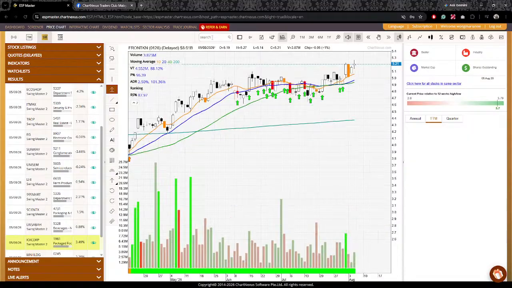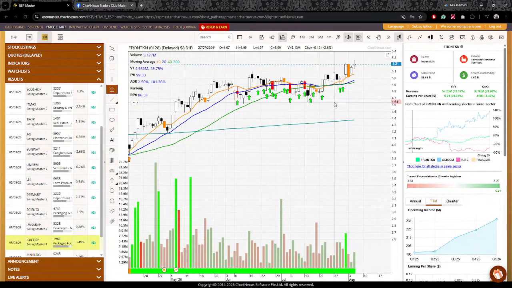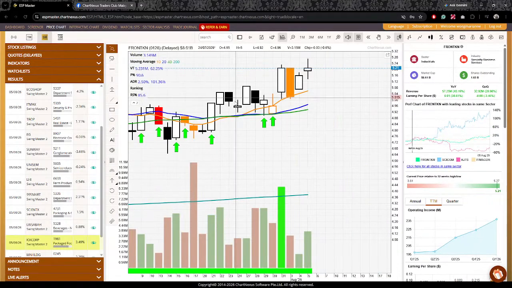Franken, you can also see, moving up. Moving up here. Supported bounce.